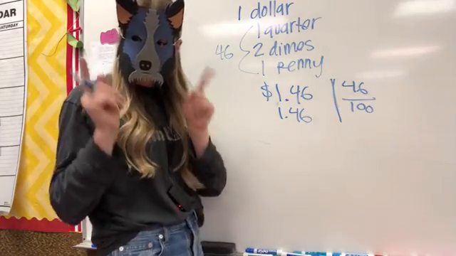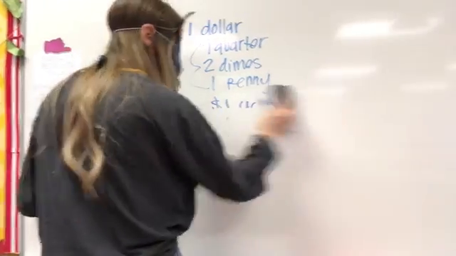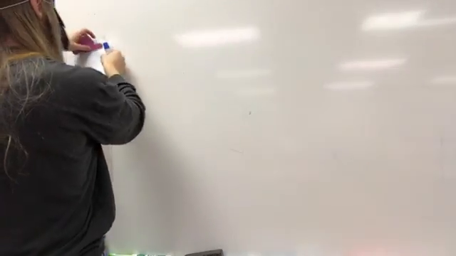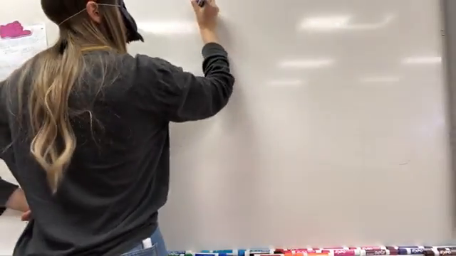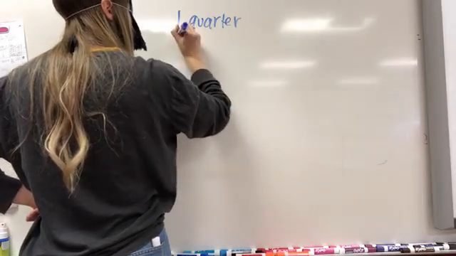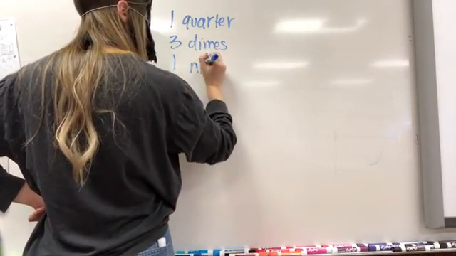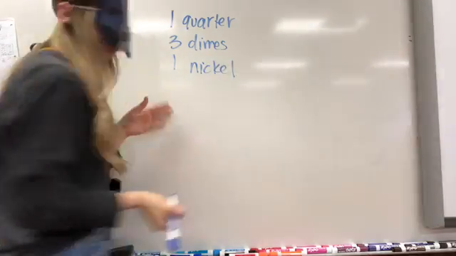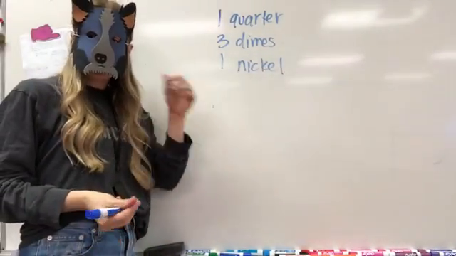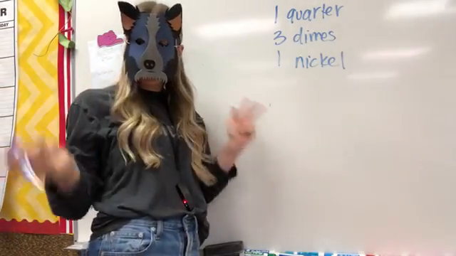All right, here is your first pause problem. Give this one a try. All right, if you have 1 quarter, 3 dimes, and 1 nickel, I want you to pause and solve this as a fraction, a decimal, and a money amount, okay? So start with how much you have.